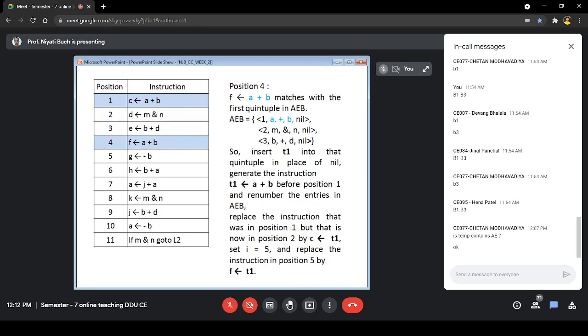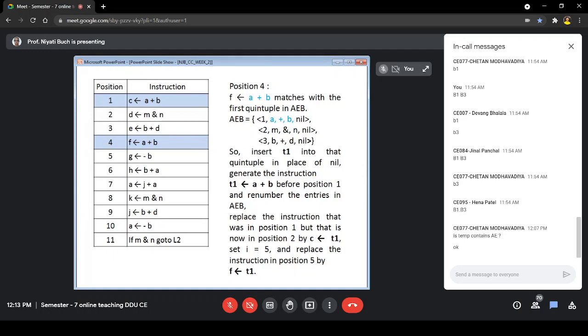Now at position number 4, what do you see? You see A plus B. And A plus B matches with the first quintuple in AEB, right? So what do you have to do? You have to insert T1, okay? You have to create a temporary. So instead of nil, you will change the value to T1. And then you will generate an instruction A plus B stored into T1 at position 1, or rather before position 1. So that will become the new position 1, and replace the instruction that was in position 1.